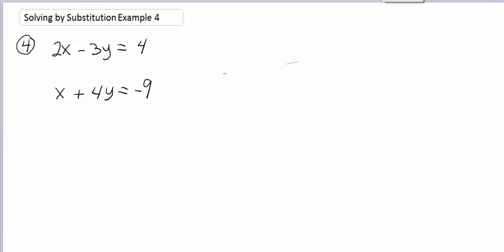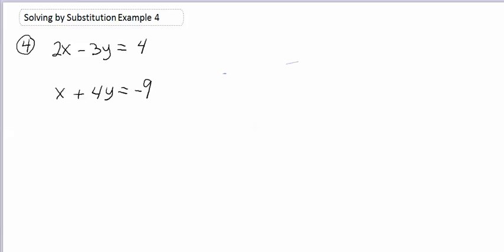Okay, now we're going to work on example number 4, solving by substitution. We have two equations once again. The first equation is 2x minus 3y is equal to 4, and the second equation is x plus 4y is equal to negative 9. Okay, you need to decide which equation would be the easiest equation to get a variable by itself.